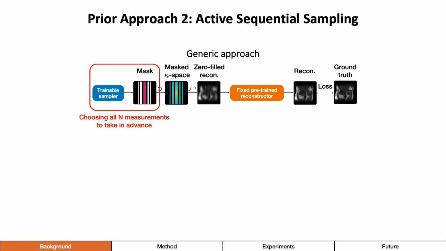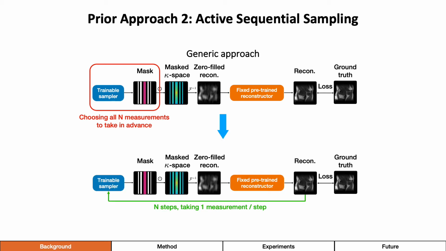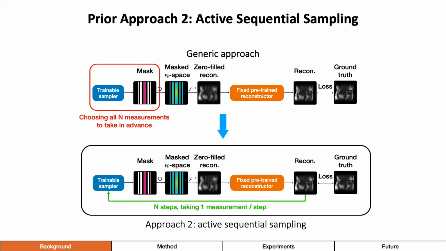The second group of methods consider the sequential nature of MRI sampling. Since in actual MRI scans, measurement cannot be taken all at once, we should be able to leverage intermediate information to guide later sampling. This approach takes advantage of sequential decision-making over predetermining all measurements in advance. Methods in this approach model the MRI sampling problem as a partially observable Markov decision process and apply reinforcement learning methods to solve it. We call this active sequential approach.